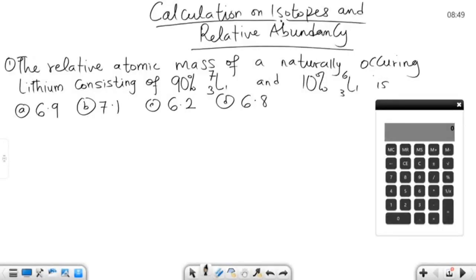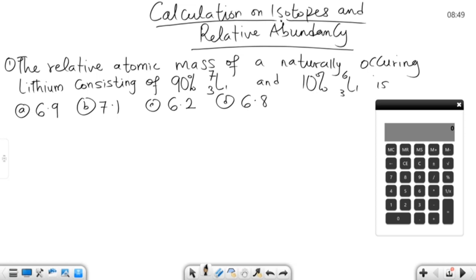Now in today's class, we'll be looking at calculations on isotopes and relative abundance. Now let's take a look at a few examples. Number one: say the relative atomic mass of naturally occurring lithium. These are the lithium isotopes. One has an abundance of 90% and the other has an abundance of 10%. So we are asked to calculate the relative atomic mass.